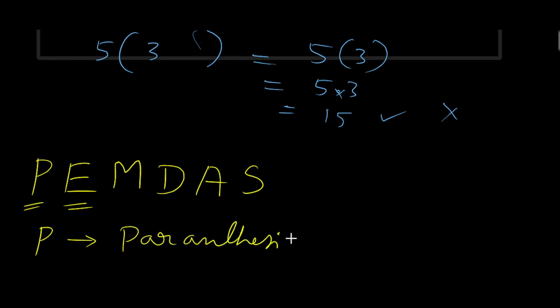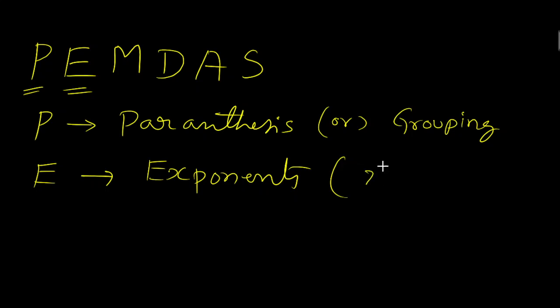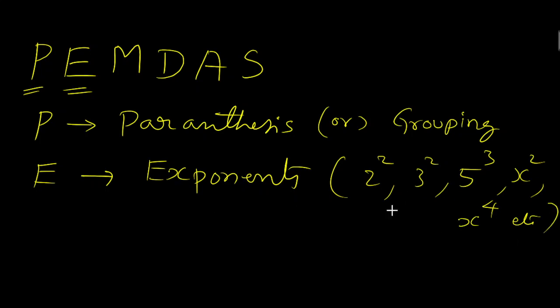P stands for parenthesis or grouping symbol. And E stands for exponents. Exponents means powers, like 2 square, 3 square, 3 cube, 4 cube, 5 cube, x square, x to the power 4, something like that. So we should evaluate that.